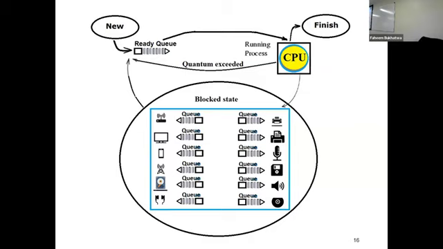When is the PCB destroyed? When do we delete the PCB? Any idea? The PCB is created when a process comes in at the new state. And then we delete it eventually. When is it deleted or where?